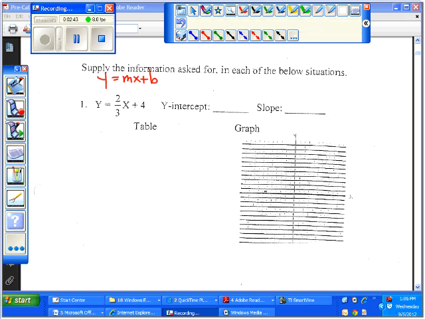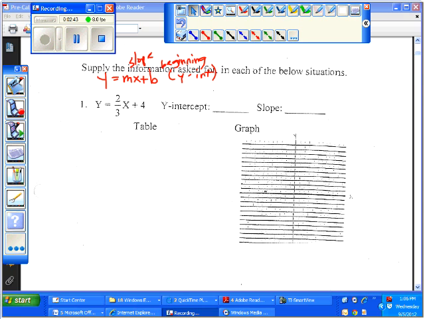Now, M is a French word. It stands for a French word like montagne, which is mountain. So the M actually is for mountain. So it is the mountain slope, if you will. And B is for beginning. And the beginning is the y-intercept, right?